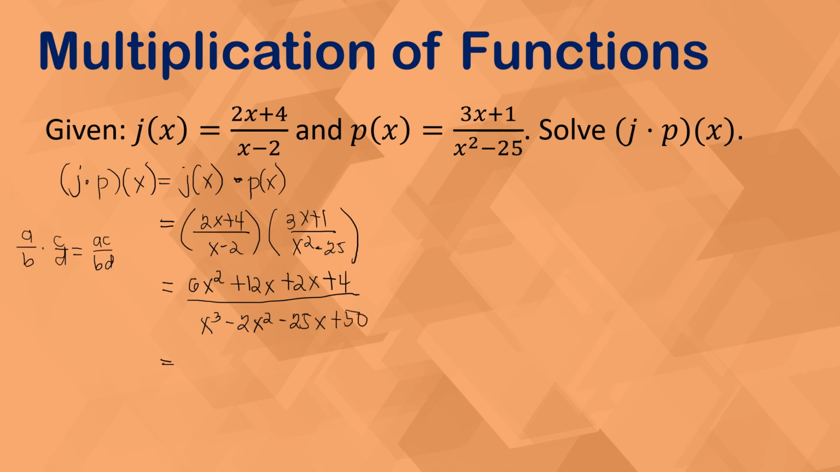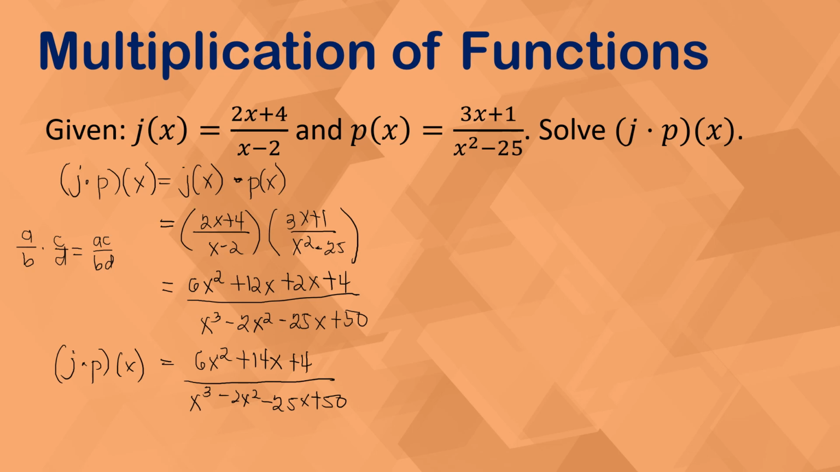Now we combine like terms. For the numerator, we have 6x squared, 12x plus 2x is 14x, plus 4, over, for the denominator, x cubed minus 2x squared minus 25x plus 50. We just copy the denominator because it does not have any like terms. And that is the product of j and p functions.